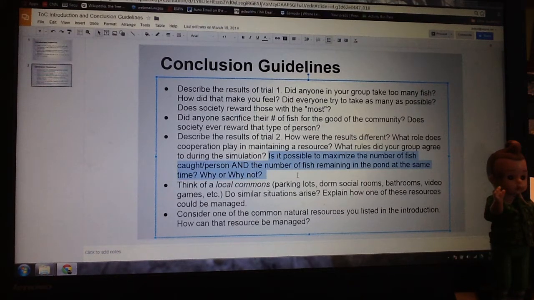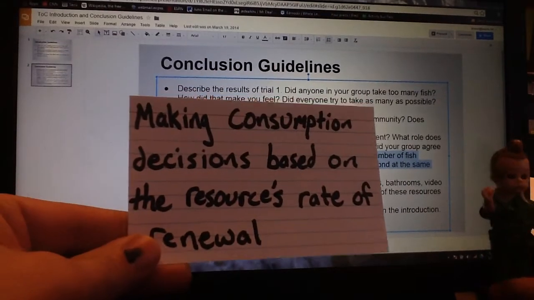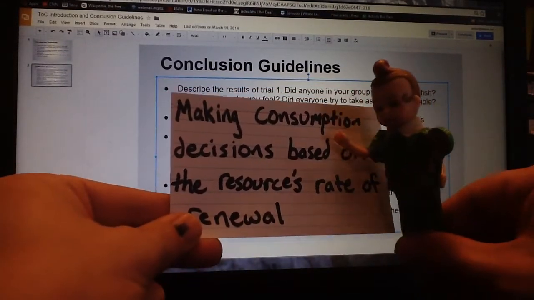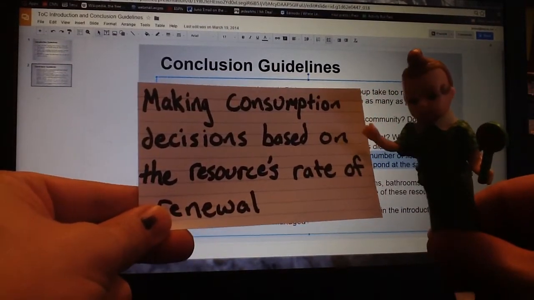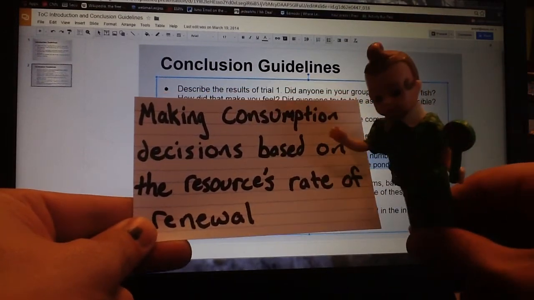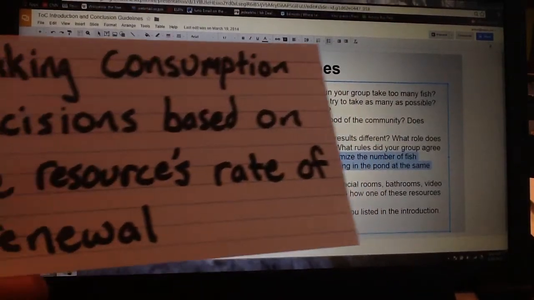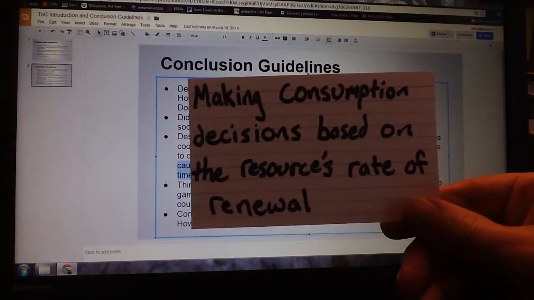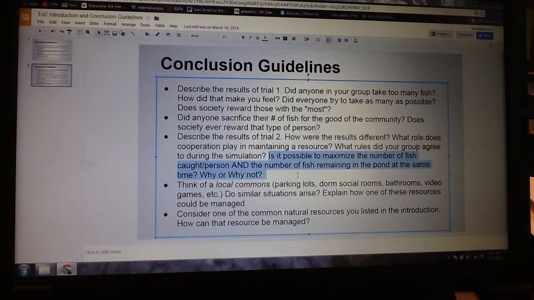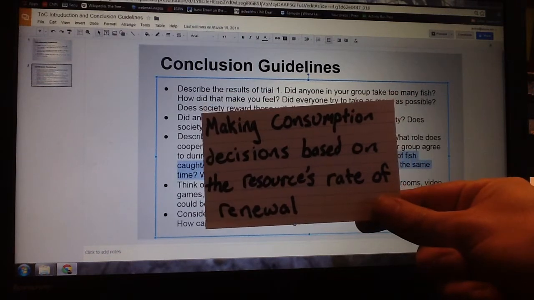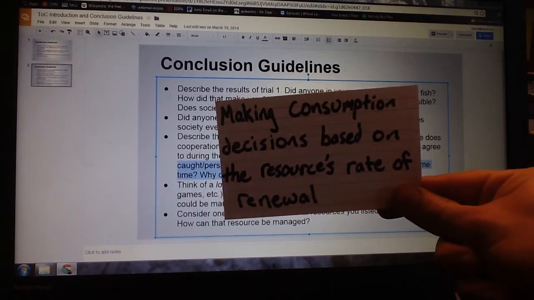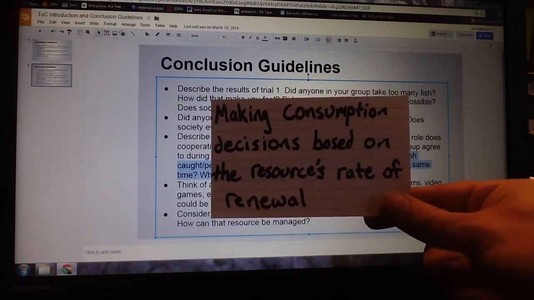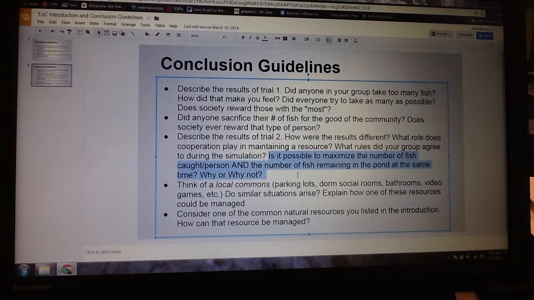The reason it is possible to maximize the harvest and maximize the reproductions is when you do one very important thing. Hey guys, you have to make your consumption decisions based on a resource's rate of renewal. That's right, Creepy Baby. Hit pause. Alright, now look. Make a sentence now. If this doesn't show up in your lab report as a smooth flowing sentence, I'll just know you copied the card.